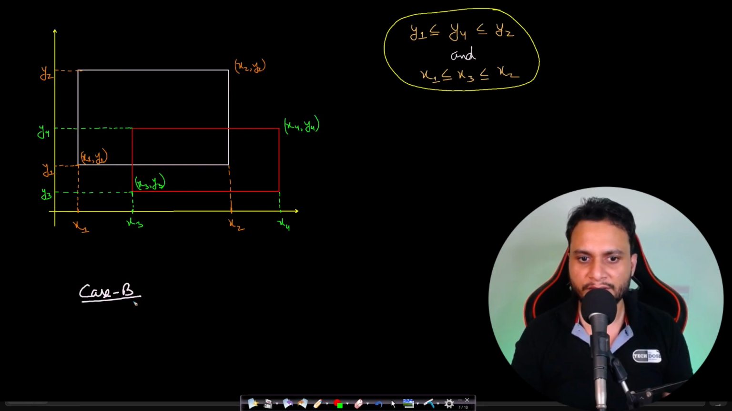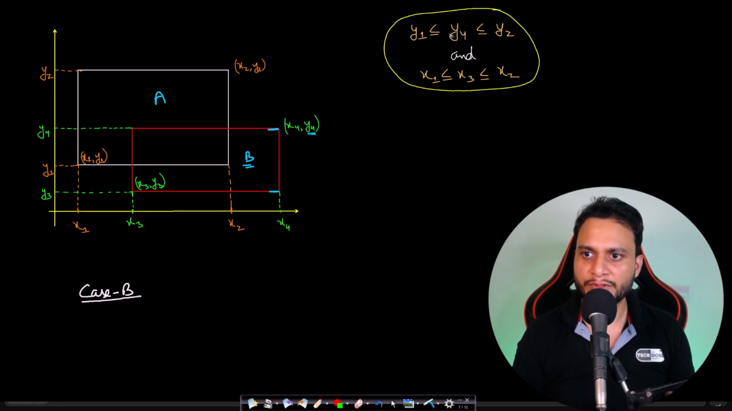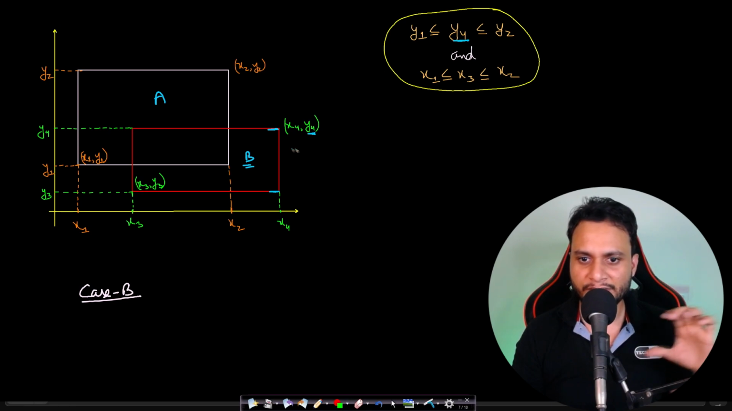Let's see case B. In case B, we are just finding that if this is rectangle A, to the left and this is rectangle B which is to the right, then we are done comparing the bottom part, and if the bottom part is not in the intersection zone, then we will be comparing with the top part. And if the top part, that is y4, is in the range between y1 and y2, then actually it is a candidate for making the intersection.